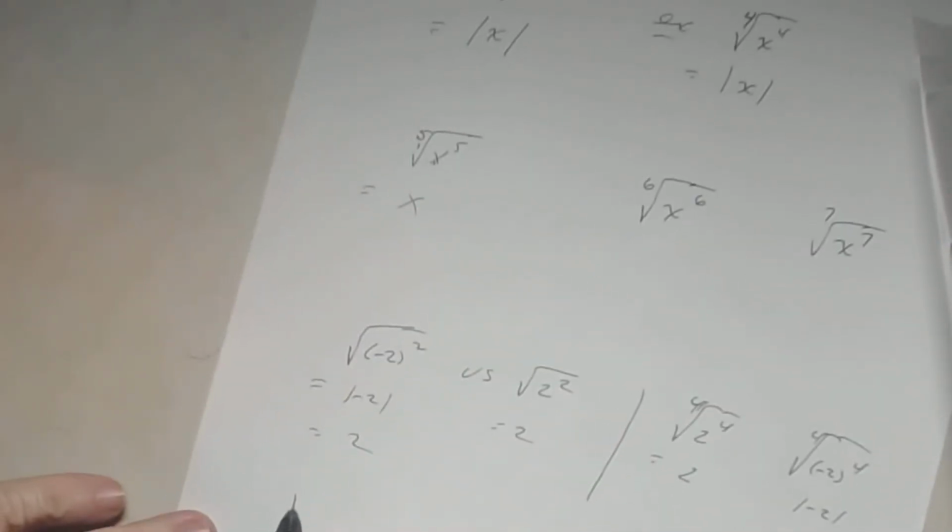So what if I had the fifth root of 2 to the fifth? What's the answer? 2 times 2 times 2 times 2 times 2. 2 times 2 is 4, times 2 is 8, times 2 is 16, times 2 is 32. It's just 2. But what if I had the fifth root of negative 2 to the fifth? It's negative 2. So there's no absolute value there. It's just x.